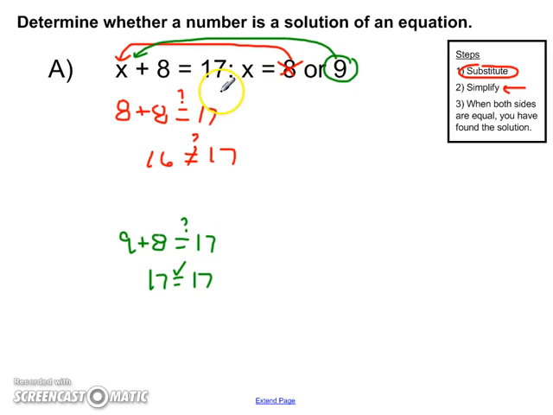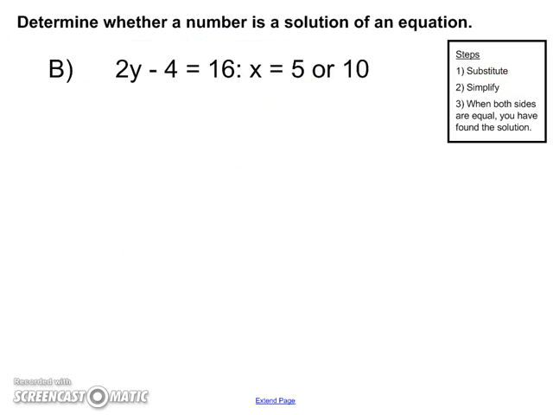And again, this was a simple example. Let's go to one that's a little more challenging. 2y, 2 times y, minus 4 equals 16. Our choices are either 5 or 10. Just like the previous example, we're going to follow our steps. So I'm going to start with 5, and I'm going to put it in for y. Notice no space means multiply, so when I write this out, I'll use parentheses in order to show my multiplication. I need to keep that multiplication.